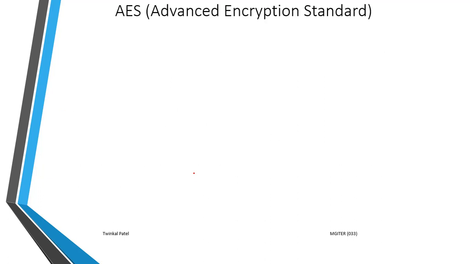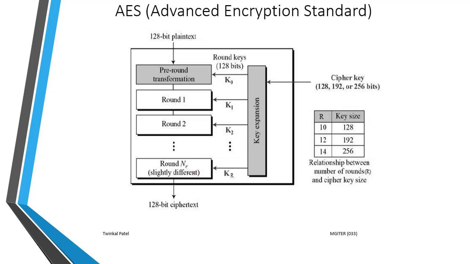Next we will see the general structure of the AES. First of all, 128-bit plaintext is given, and then pre-round transformation is applied. After that, round 1, round 2, in this way all the round calculations are performed and the ciphertext is generated. Here the 128-bit key is expanded to generate the keys for all the rounds, and the key size depends on the number of rounds.